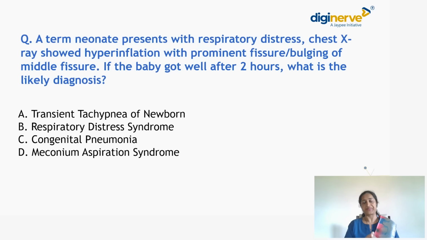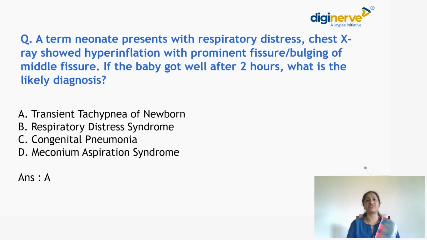Now what happened to this baby? This baby got well with hardly any intervention or maybe minimal intervention. The baby has gotten better. A baby which got better with minimal intervention means as the baby cried vigorously, this lung fluid got absorbed and the baby became well. So automatically what will be the diagnosis? This is a transient condition. So when we have a transient condition, what is your diagnosis? The diagnosis is A, transient tachypnea of newborn. So now let's just have a peep at the others.